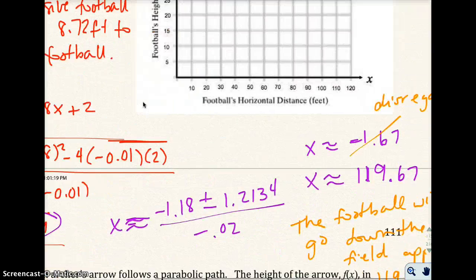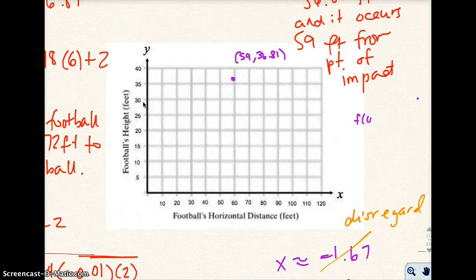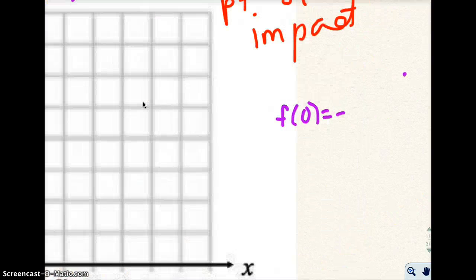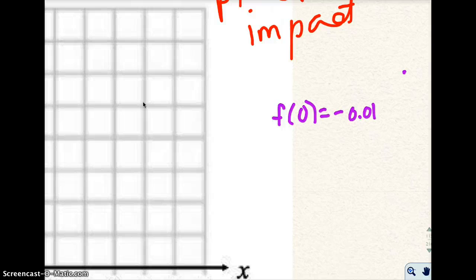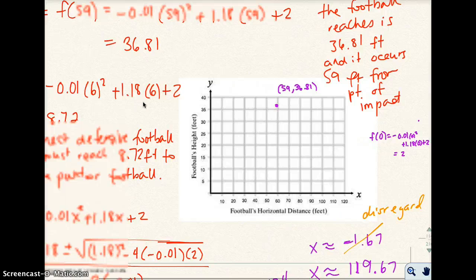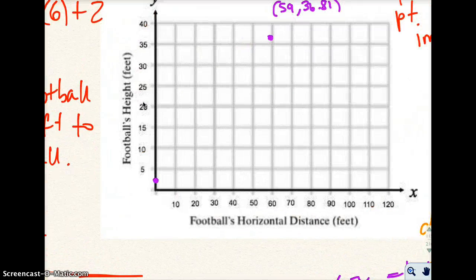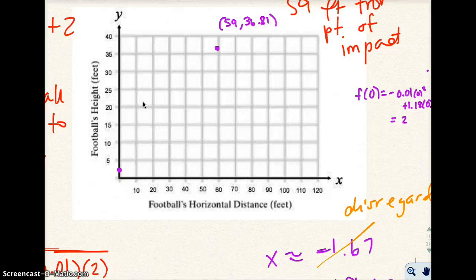So f of 0 equals negative, I'm going to make it smaller, negative 0.01 times 0 squared plus 1.18 times 0 plus 2. That's going to be 2. So we know it's going to have a y-intercept of 2 right there. We know that farthest it's going to go down, it's going to come back down here at 119, so right about there. Is that 119.67, 0.